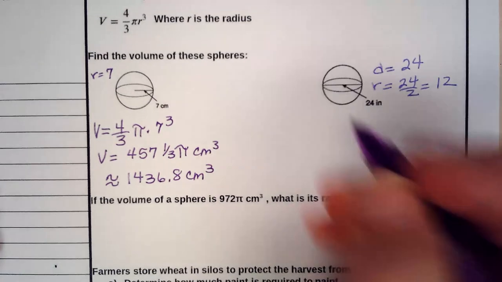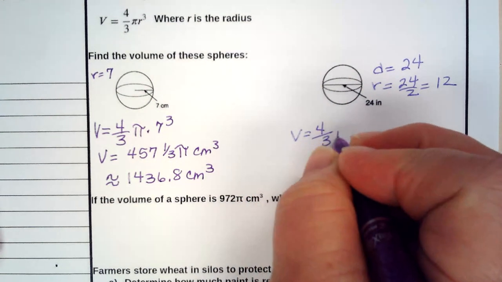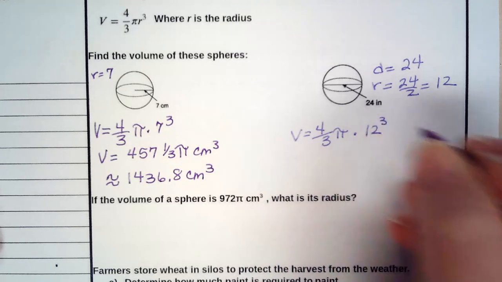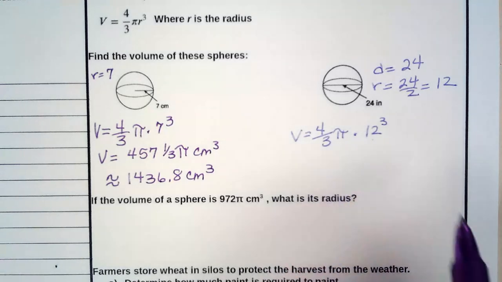So putting it all together, my volume is equal to 4/3 pi times 12 to the third power. This time I'm going to come out with a whole number and then multiply by pi. Do you know how I know? 3 is a factor of 12.